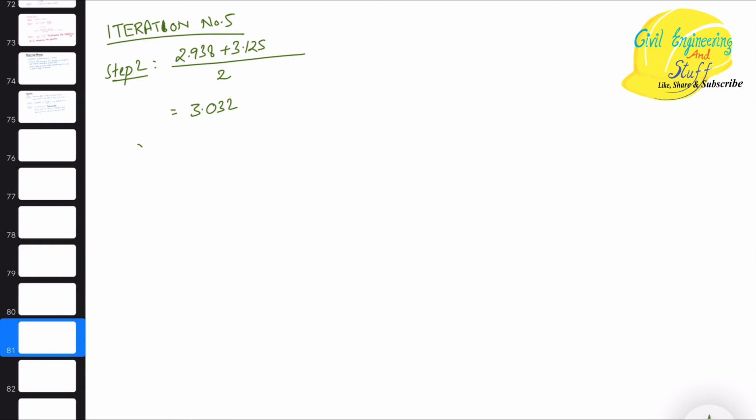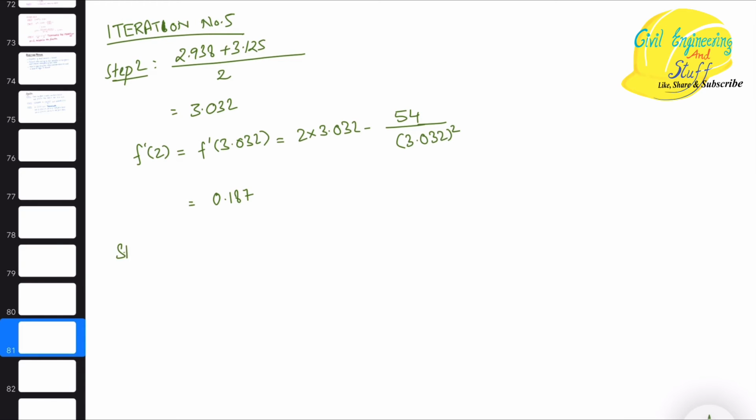Then what we have to do? We have to find out f dash of z, putting the value of 3.032 in equation number 1 discussed in step 1. So we'll just put the values: 2 into 3.032 minus 54 divided by 3.032 whole square. Upon solving, you will observe the value to be 0.187, right? So we have completed our step 2.